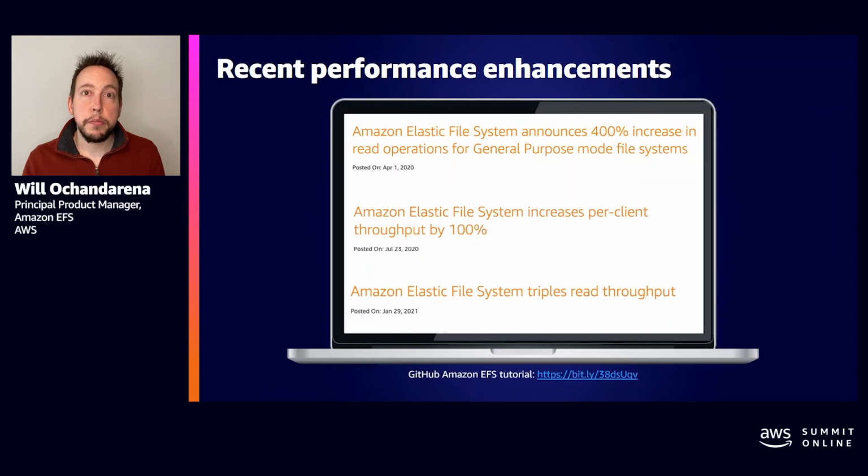Now, we've made several performance enhancements recently that I want to call your attention to. Last year, we had a 5x increase in the number of IOPS that we support on a general purpose mode file system. We increased the amount of throughput you can drive for each client by 100% from 250 megabytes per second to 500 megabytes per second. And we tripled the amount of read throughput that you can drive on a file system in all cases.